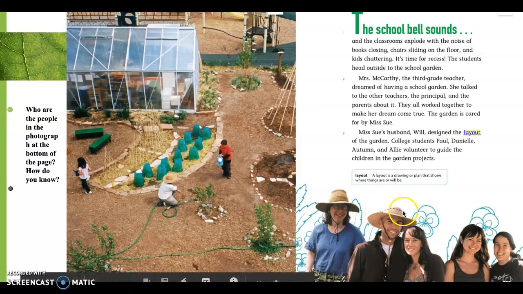Oh, so if I had to make a guess, maybe this is Mrs. McCarthy, and maybe these are the college students, Paul and Daniel. Maybe this is Autumn and Allie, and they volunteer to help out the kids with their garden. I see layout is highlighted, and there's a little sidebar that has the definition. A layout is a drawing or plan that shows where things are or will be. So now I know who the people are in the photograph, and I know because paragraph 3 tells me exactly who they are.